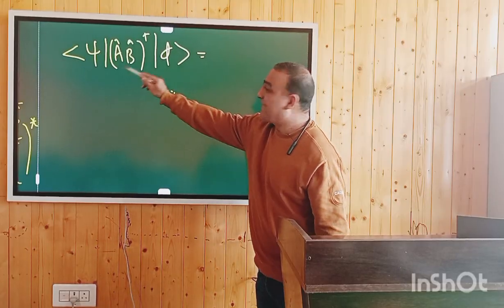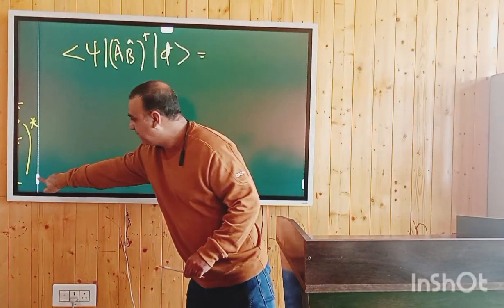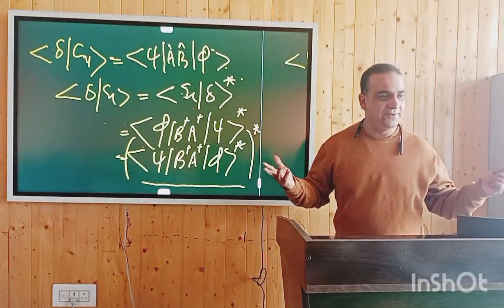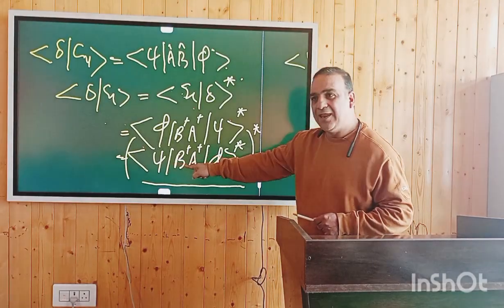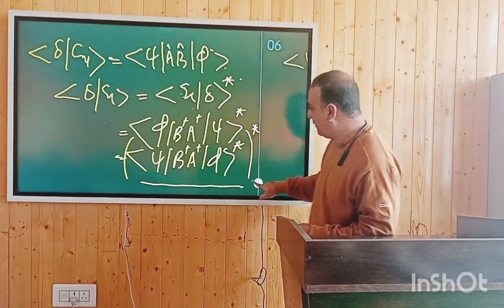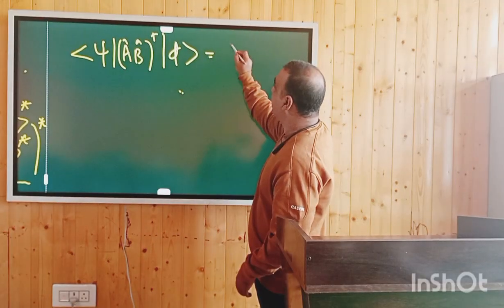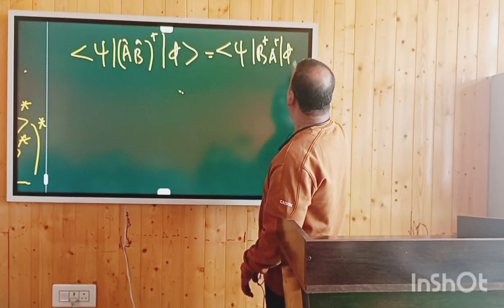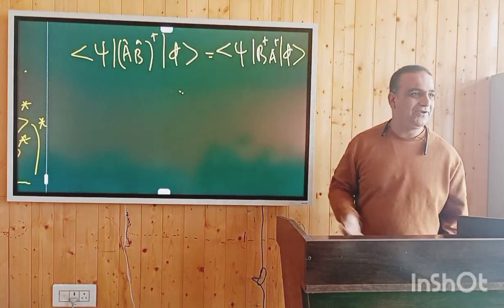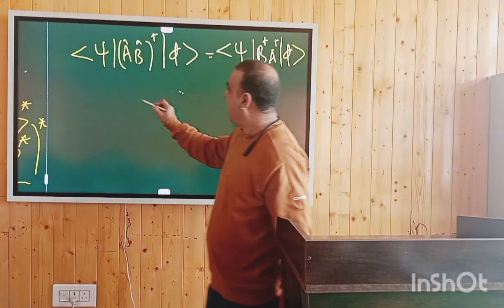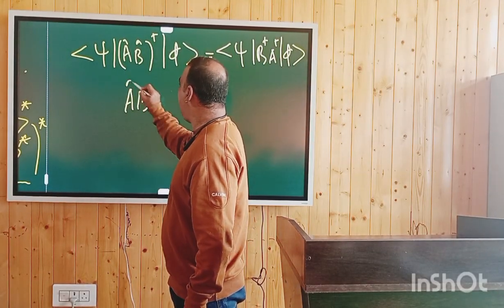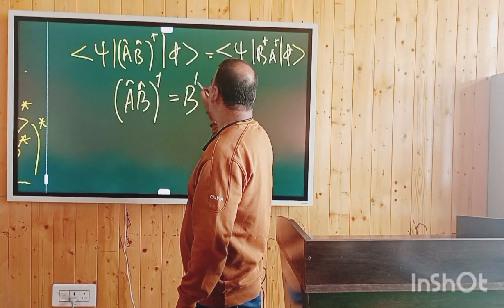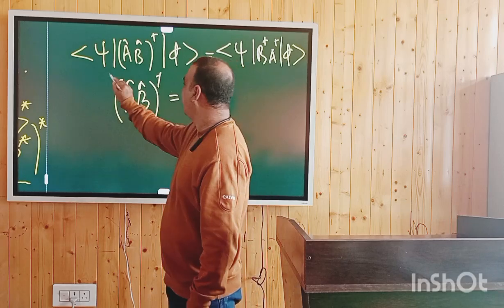Now, see, the order is psi and phi. In the last equation that I got, you check here, this is star and star. Star and star will cancel. What are you left with? You are left with psi, B dagger, A dagger, and phi. You can see this equation. Everything is the same. So if everything is the same, then you can say that (A cap B cap) raised to the power dagger will lead us to B dagger A dagger. Is this clear?